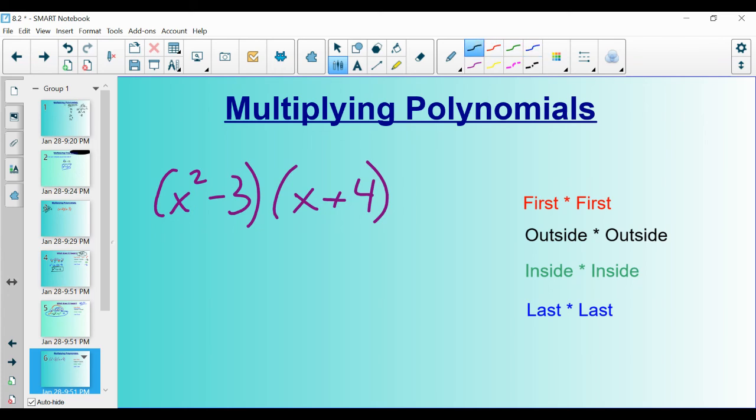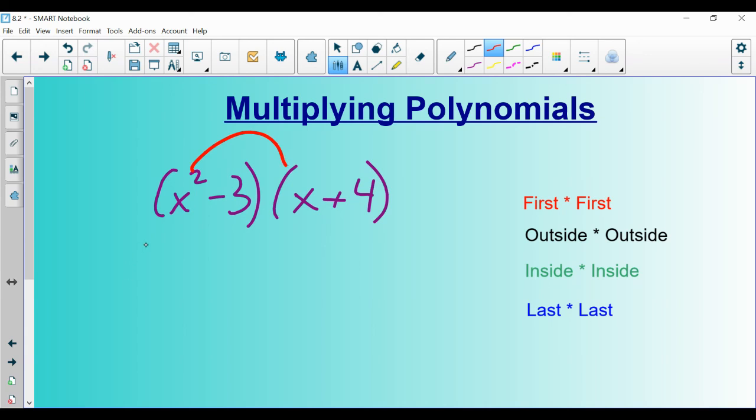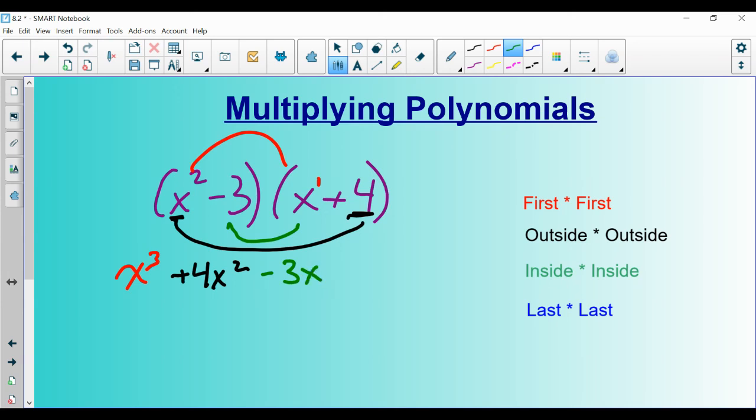Okay, so with this one, once again, first times first, x squared times x. Remember, this is like an x to the first. Then you would add their exponents and get x to the third. Outside times outside, x squared times 4 would be 4x squared. Then we're going to have inside times inside, negative 3 times x makes negative 3x. And then the last one in one binomial times the last one in the other binomial make negative 12.